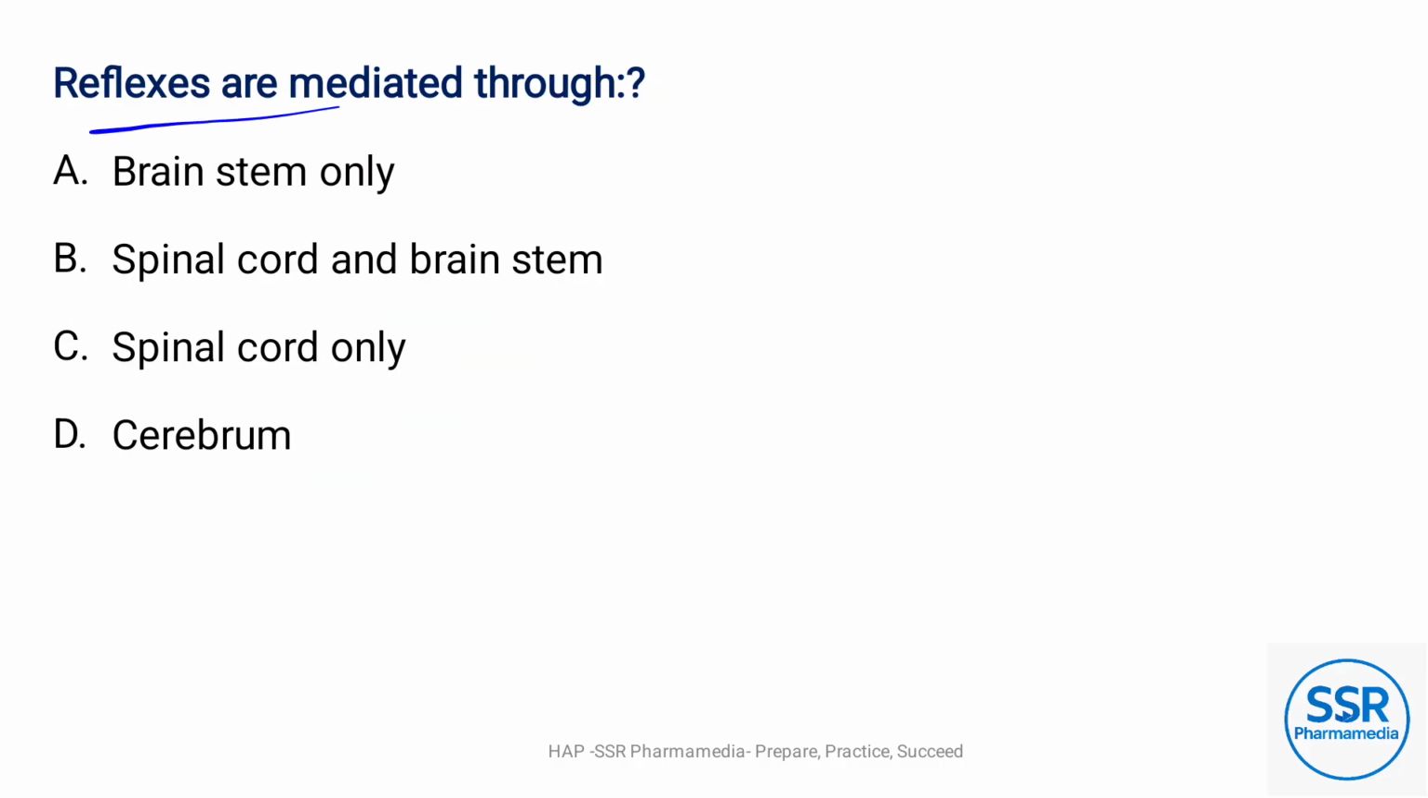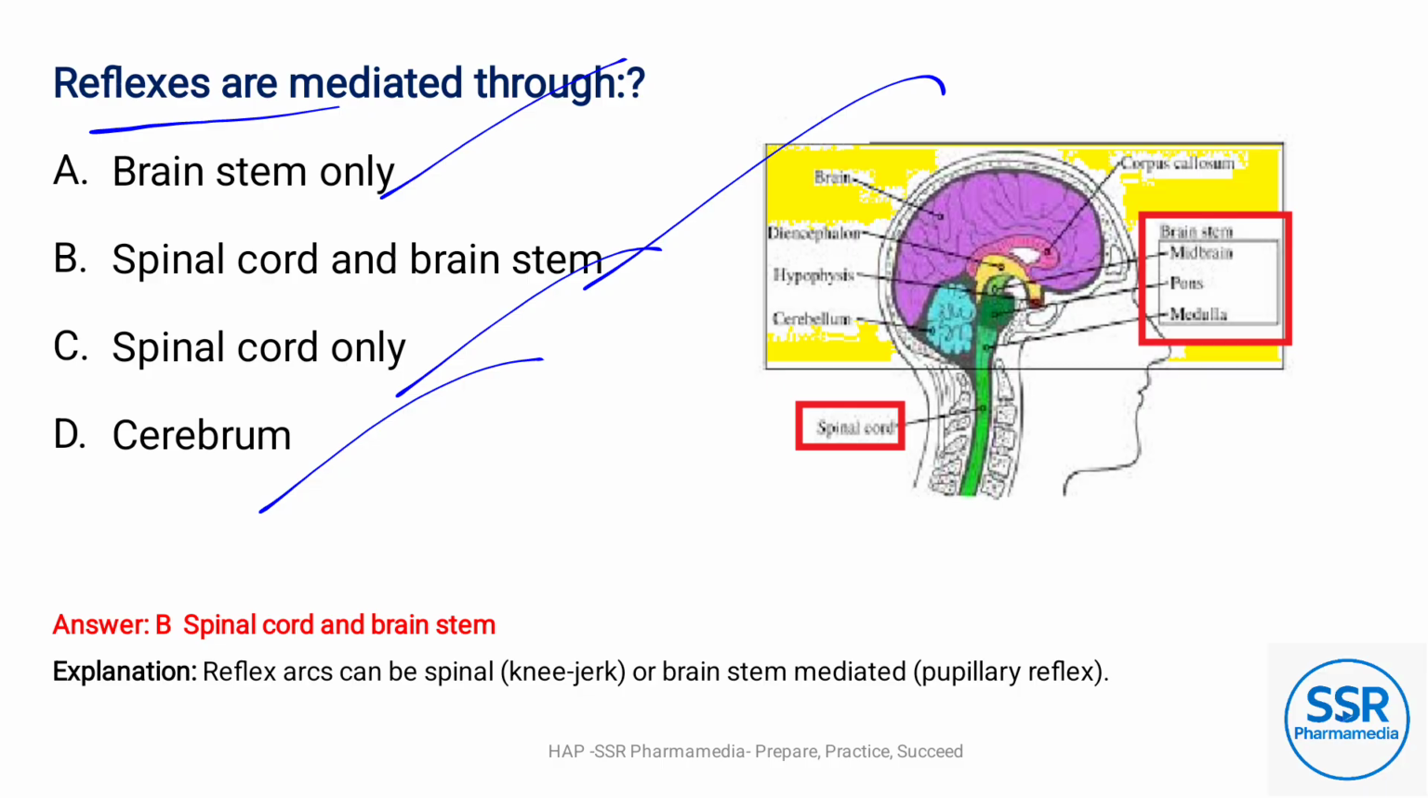Next, reflexes are mediated through: option A, brainstem only; option B, spinal cord and brainstem; option C, spinal cord only; option D, cerebrum. So the answer is option B, spinal cord and brainstem. Reflex arcs can be spinal or brainstem mediated, for example the pupillary reflex.